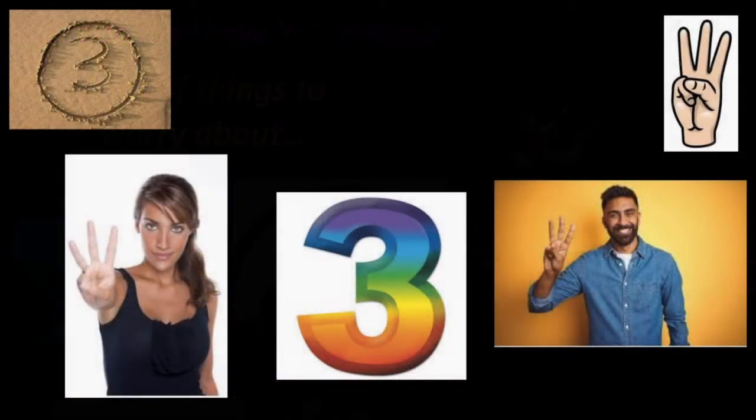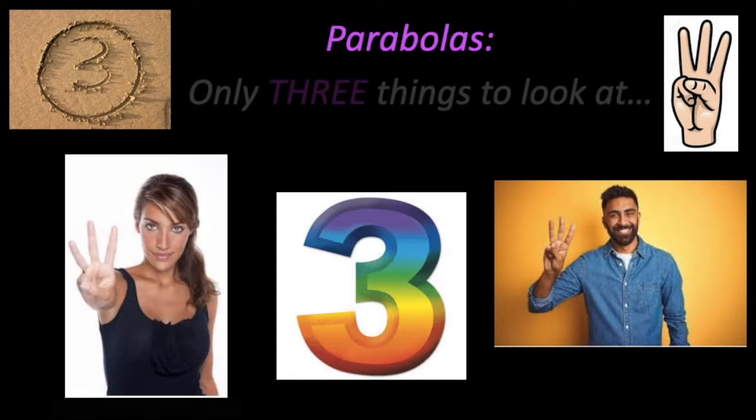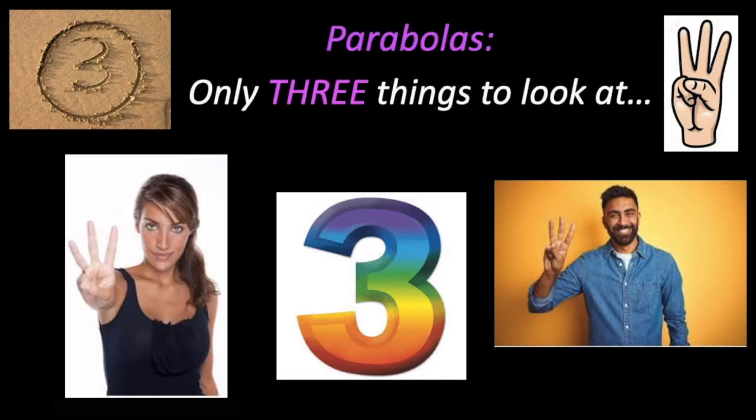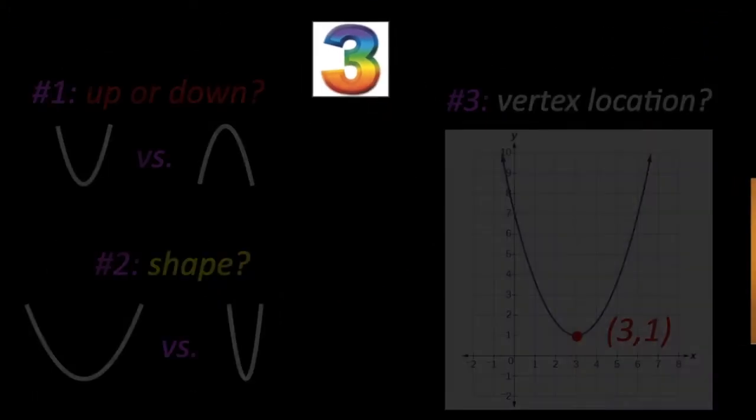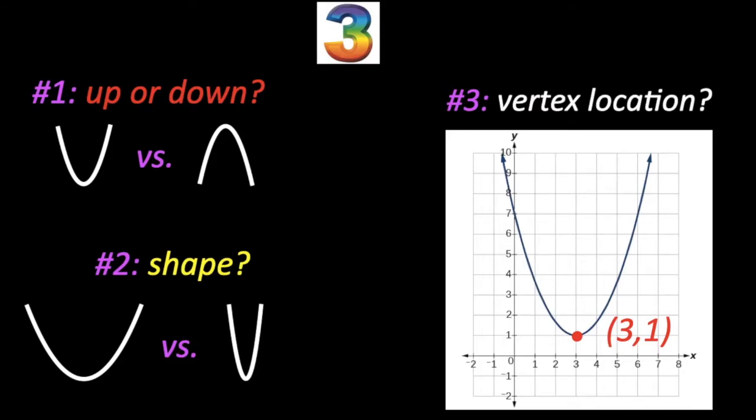It turns out, however, that when you study parabolas, you only have to worry about three things. You only have to consider three characteristics of the parabola, and here they are. Whether the parabola is facing up or down, what is the shape of the parabola? Is it wide or is it narrow? And finally, what is the location of the vertex? And the vertex can be described as the turning point of the parabola, and the vertex always has a definitive xy coordinate. As shown here, it is 3, 1.